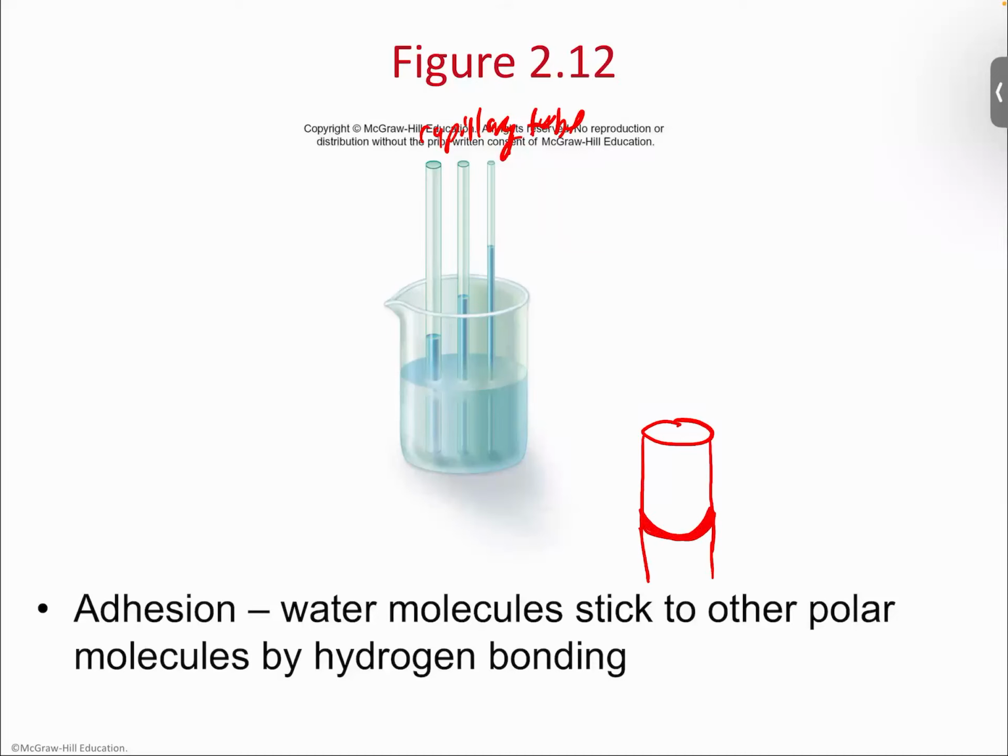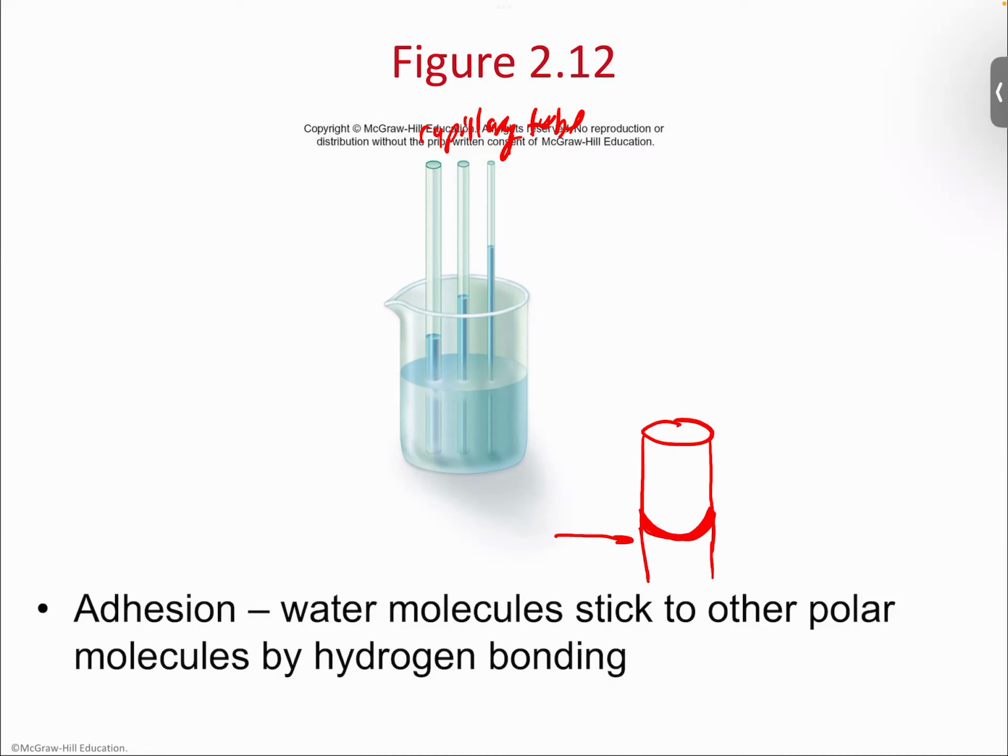So notice how I drew the water, right? Why didn't I draw it straight across? Because of adhesion, right? Because it has a meniscus to it. And of course, by the way, just for lab purposes, whenever you read a volume, you always read the bottom of the meniscus, not the top. But here's what's happening in the capillary tube, by the way.